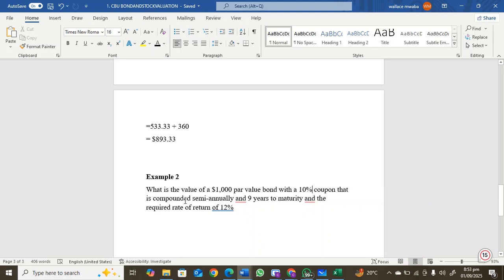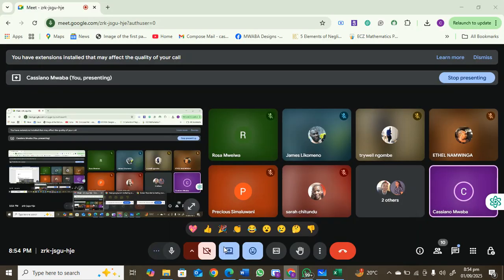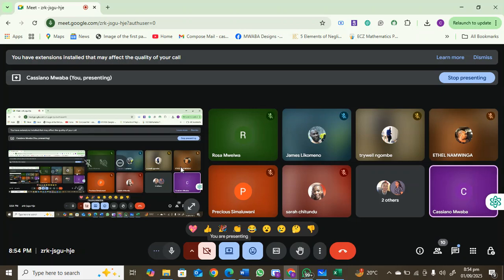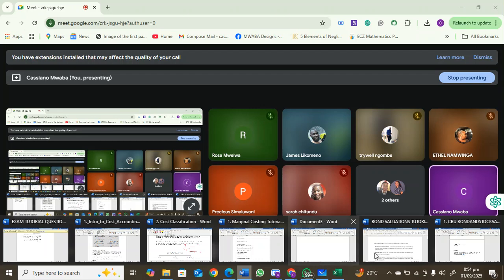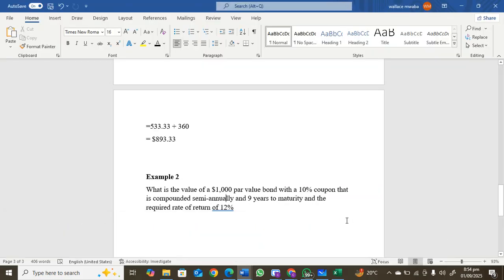Now this interest is compounded semi-annually, meaning you'll be paid interest twice that year. If it's compounded semi-annually, then it's twice. What if it's compounded quarterly? How many times would you be paid? Four times.